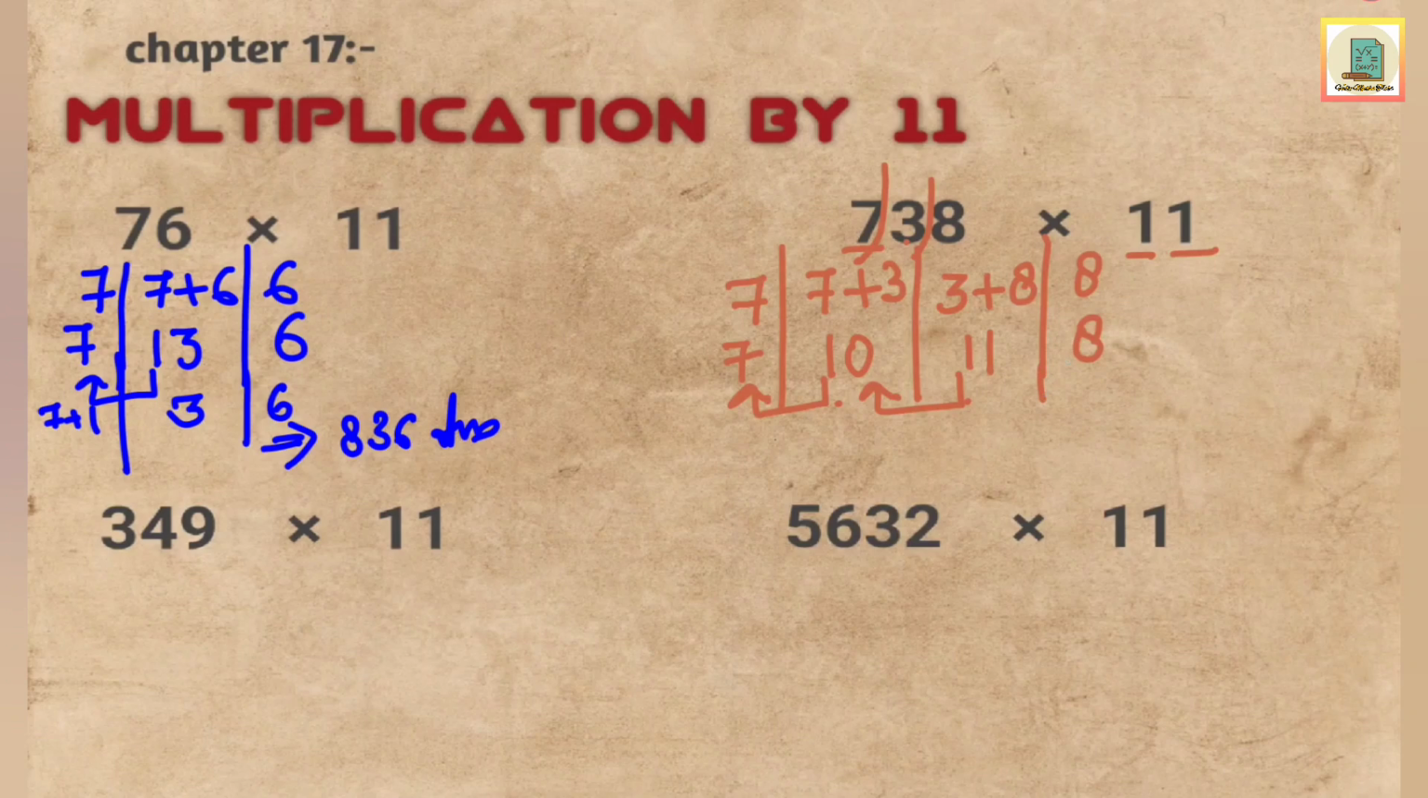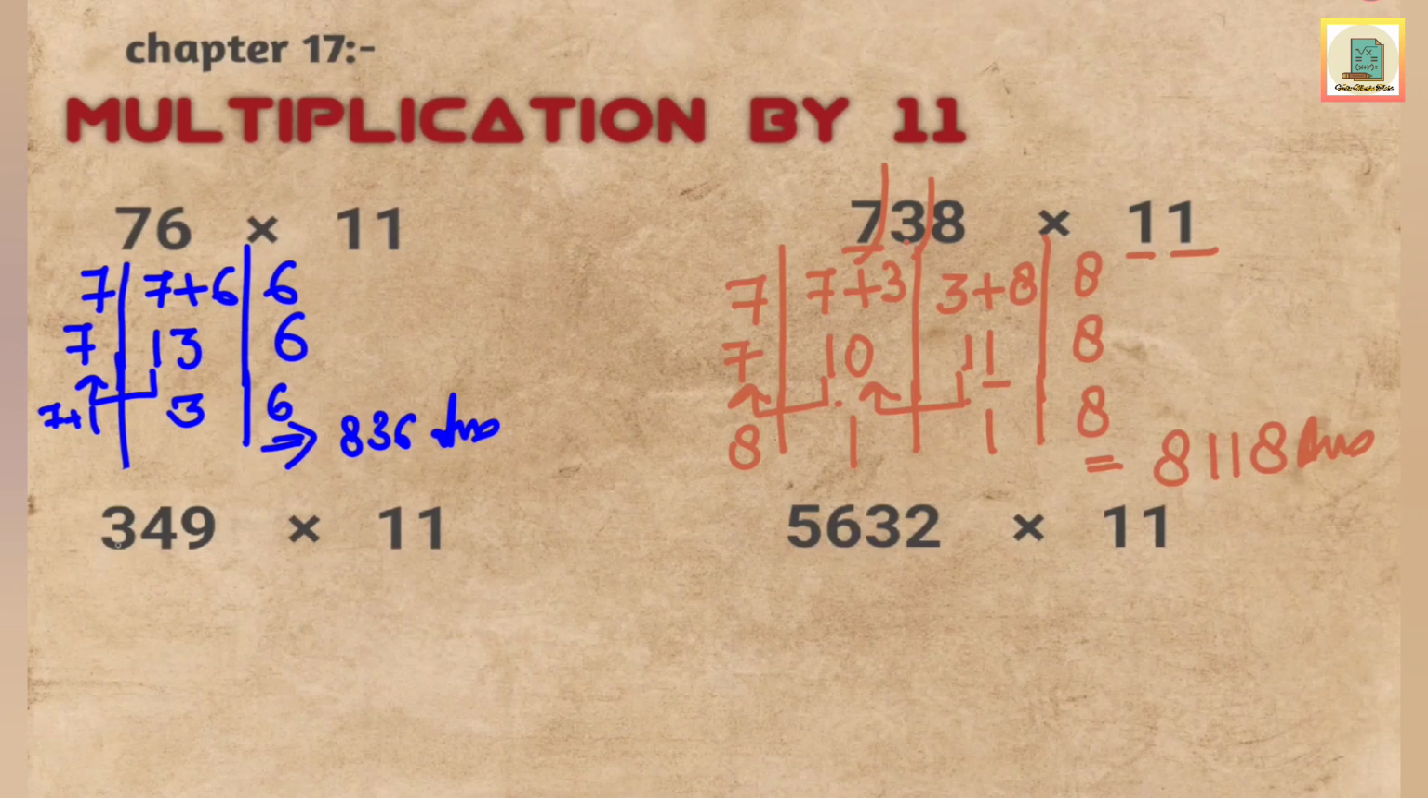So let's start from the right-hand side. We get 8. Now here 1 is left, so write 1. Now 1 plus 0 gives you 1, and this 1 will go and add up over here. So 7 plus 1 gives you 8. So the final answer is 8118.